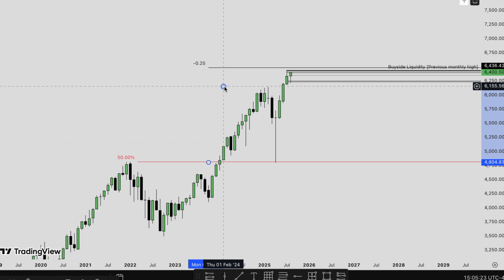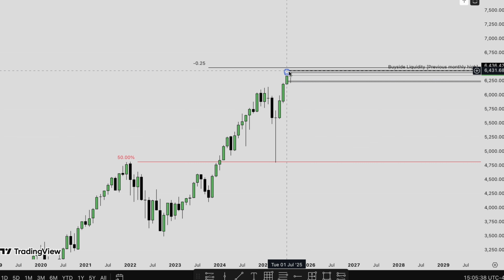So I did the same thing here. I marked this high and this low. So from this high to this low, we got the 0.25 standard deviation level, and that is what I'm drawing for. And I'm also drawing for the previous monthly high. So for this month, I am bullish.